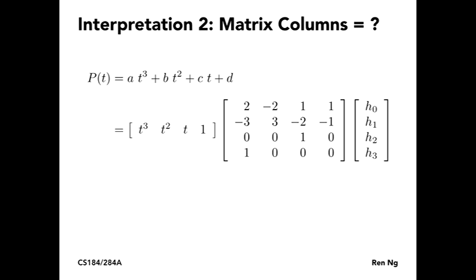Interpretation 2 is a little bit interesting, a little bit different. What are the matrix columns here? What are the matrix columns? 2, -3, 0, 1.